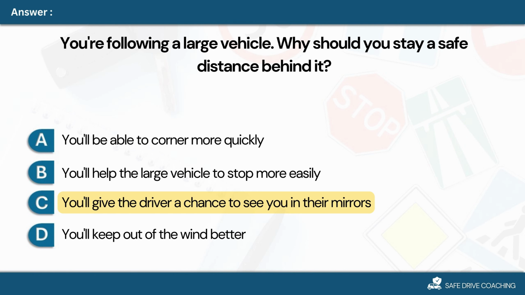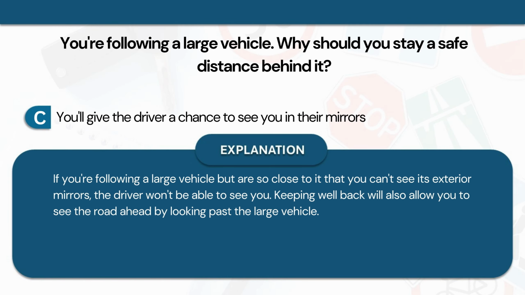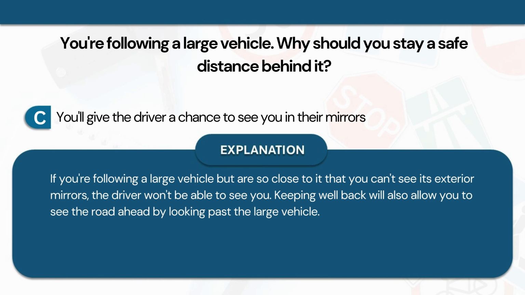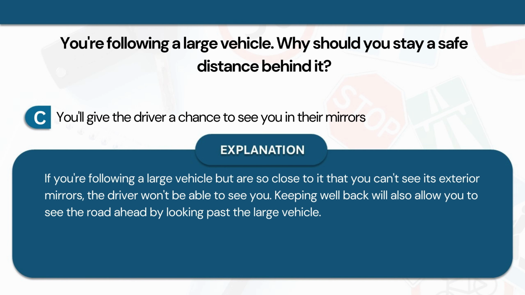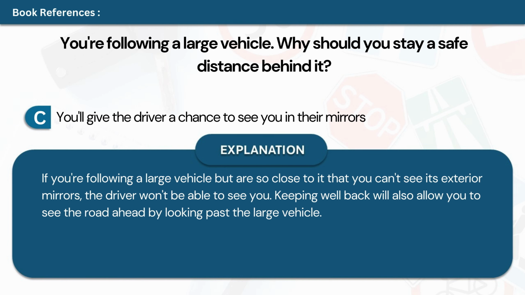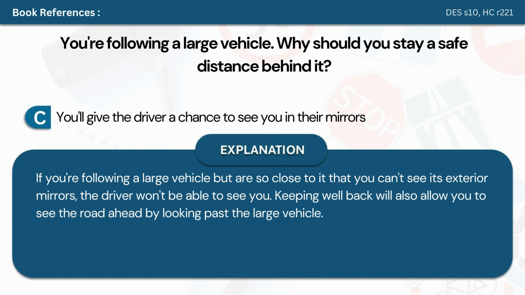The correct answer is C. You'll give the driver a chance to see you in their mirrors. If you're following a large vehicle but are so close to it that you can't see its exterior mirrors, the driver won't be able to see you. Keeping well back will also allow you to see the road ahead by looking past the large vehicle.